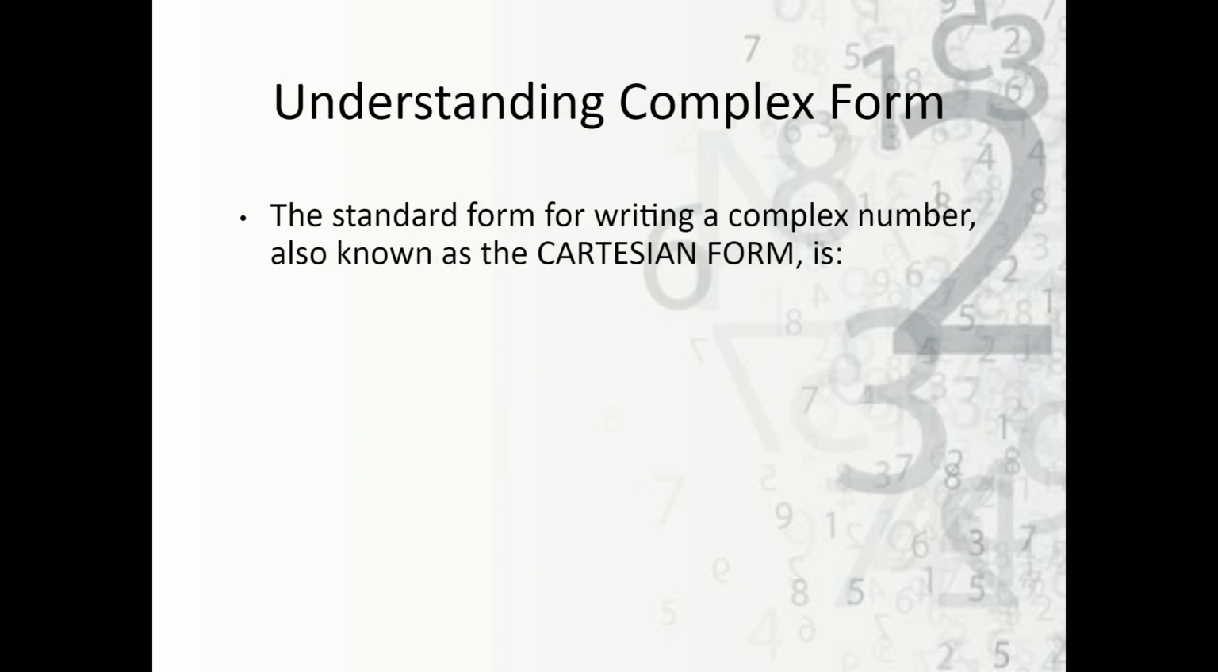When we write it that way, it is called Cartesian form. This is the standard form for writing a complex number, and it looks like this: a plus bi. Now a and b should both be real numbers, and i stands for imaginary. So we have our imaginary number here, and we can have multiples of them. So we could have 4i, which means there are 4 imaginary numbers. So we can look anything like this.